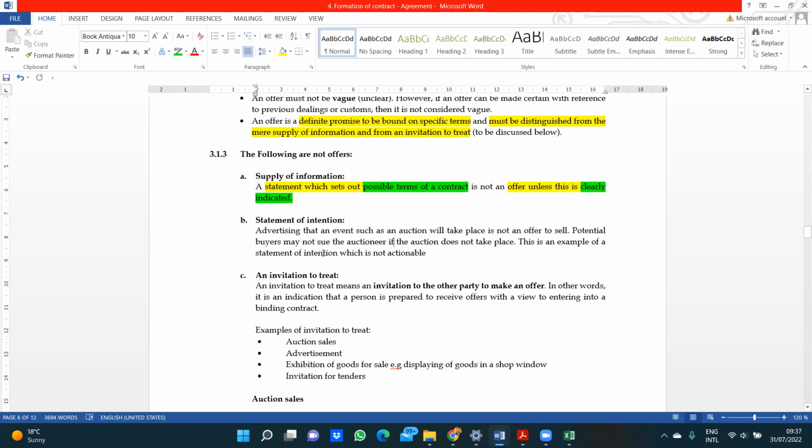Supply of information, now the statement of intention. Advertising that an event such as an auction will take place is not an offer to sell. Okay, this is an example of a statement of intention. Potential buyers may not sue the auctioneers if the auction does not take place. This is an example of a statement of intention that is not actionable.